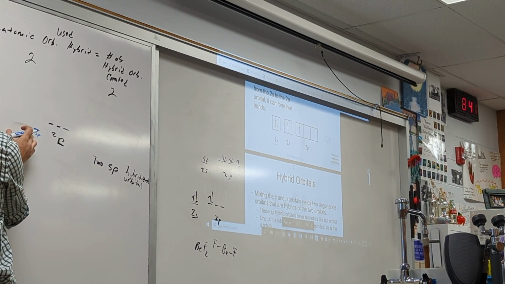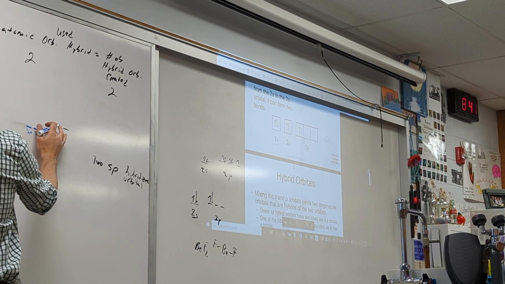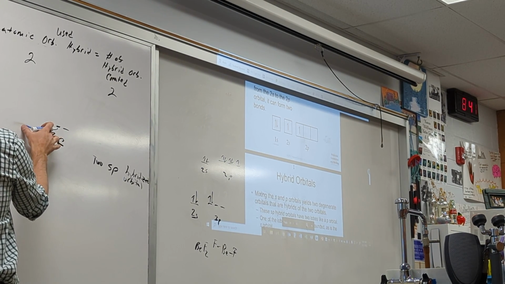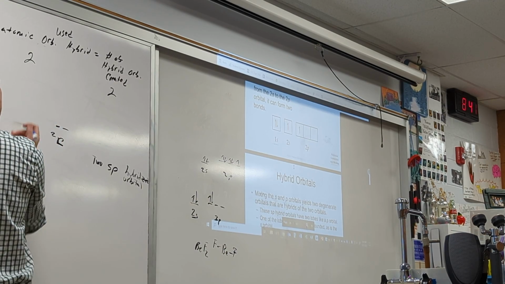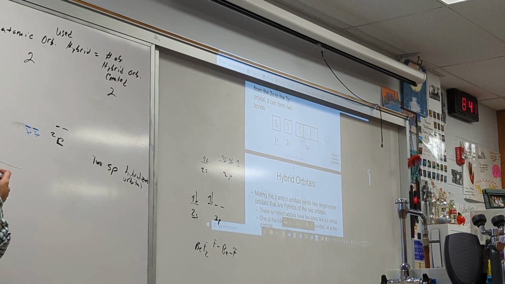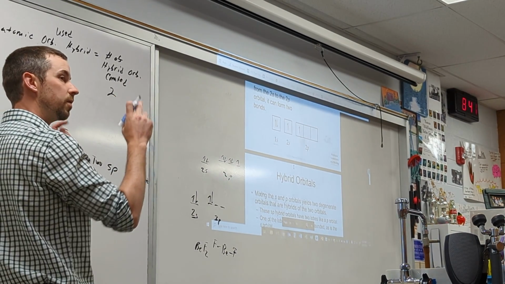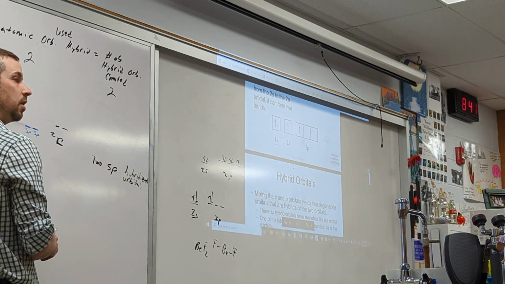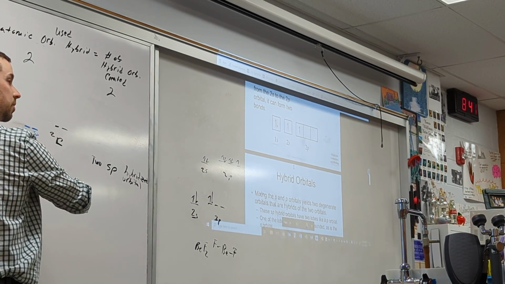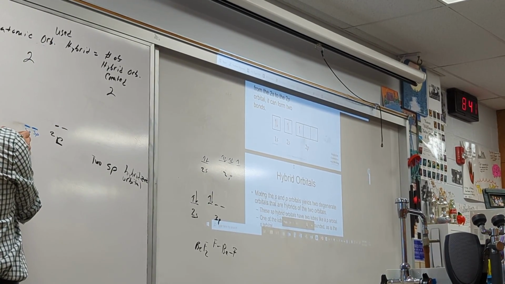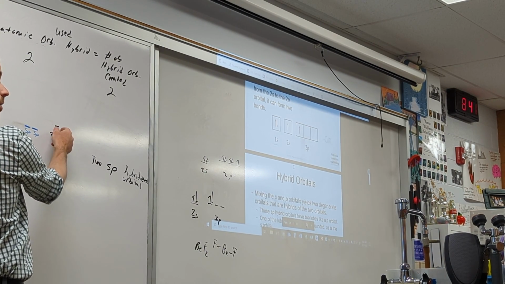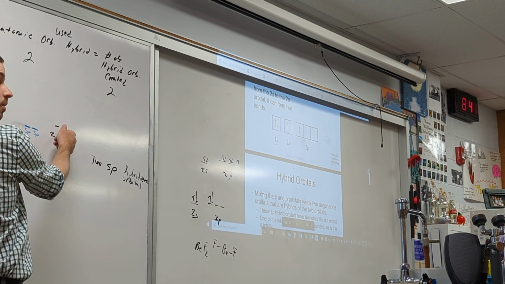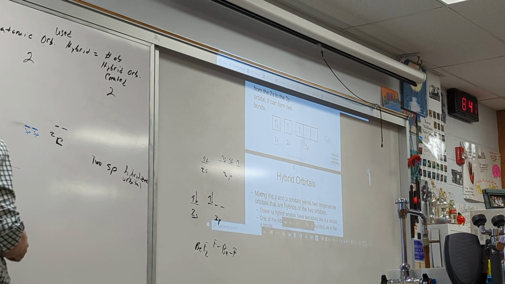Notice we took one atomic orbital and a second atomic orbital, and we created two hybridized orbitals that are lower in energy than the 2p and higher in energy than the 2s. Did we, in essence, conserve the number of atomic orbitals? How many should we have had if this was just a regular orbital diagram? 1, 2, 3, 4. And now we have 1, 2, 3, 4. We've conserved that number.